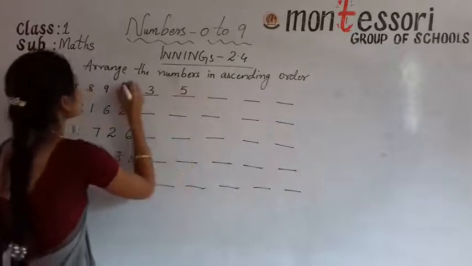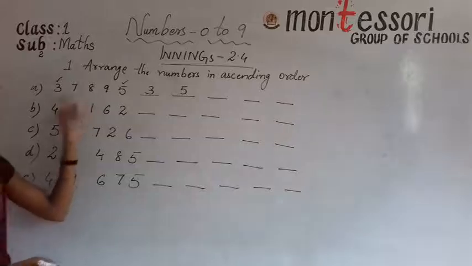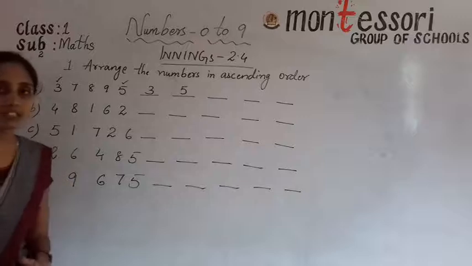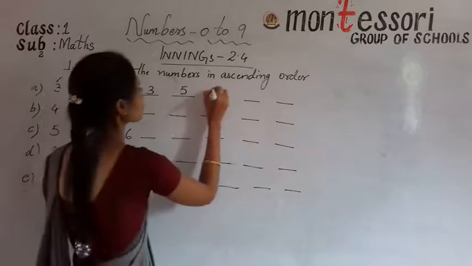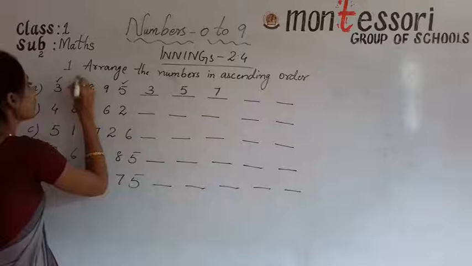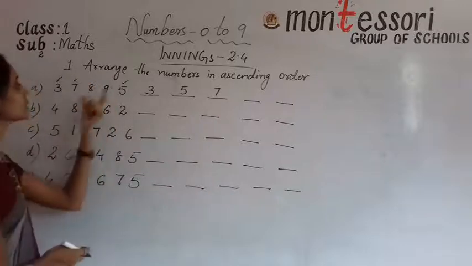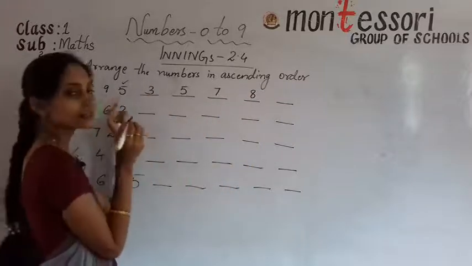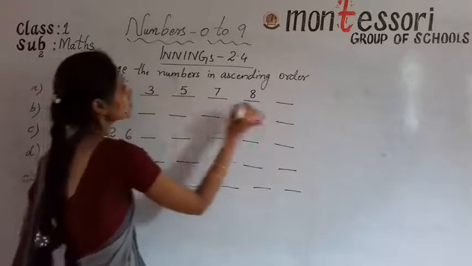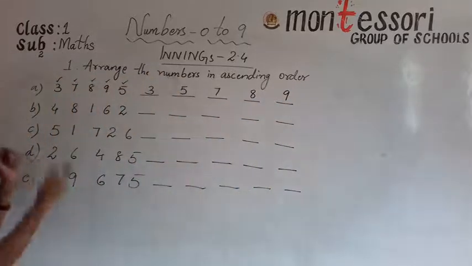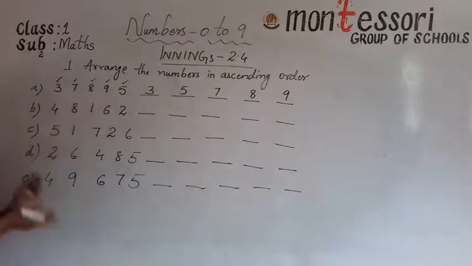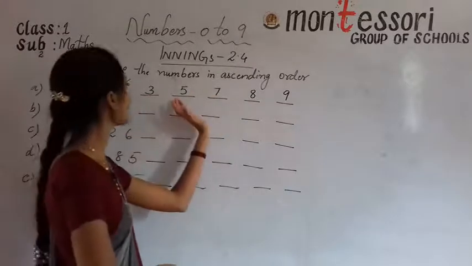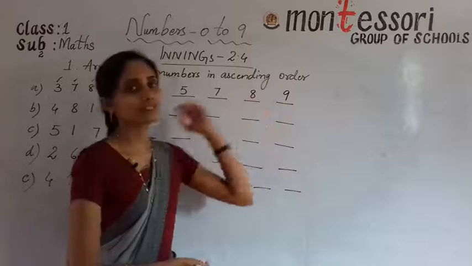5. Next. Now remaining 3, 7, 8, 9. Among these 3 numbers, which is the smallest number? 7. Now 8, 9. Which is the smallest number? 8. And after 8, what is the last number? 9. See, 3, 7, 8, 9, 5. Now, ascending order means small to big: 3, 5, 7, 8, 9.